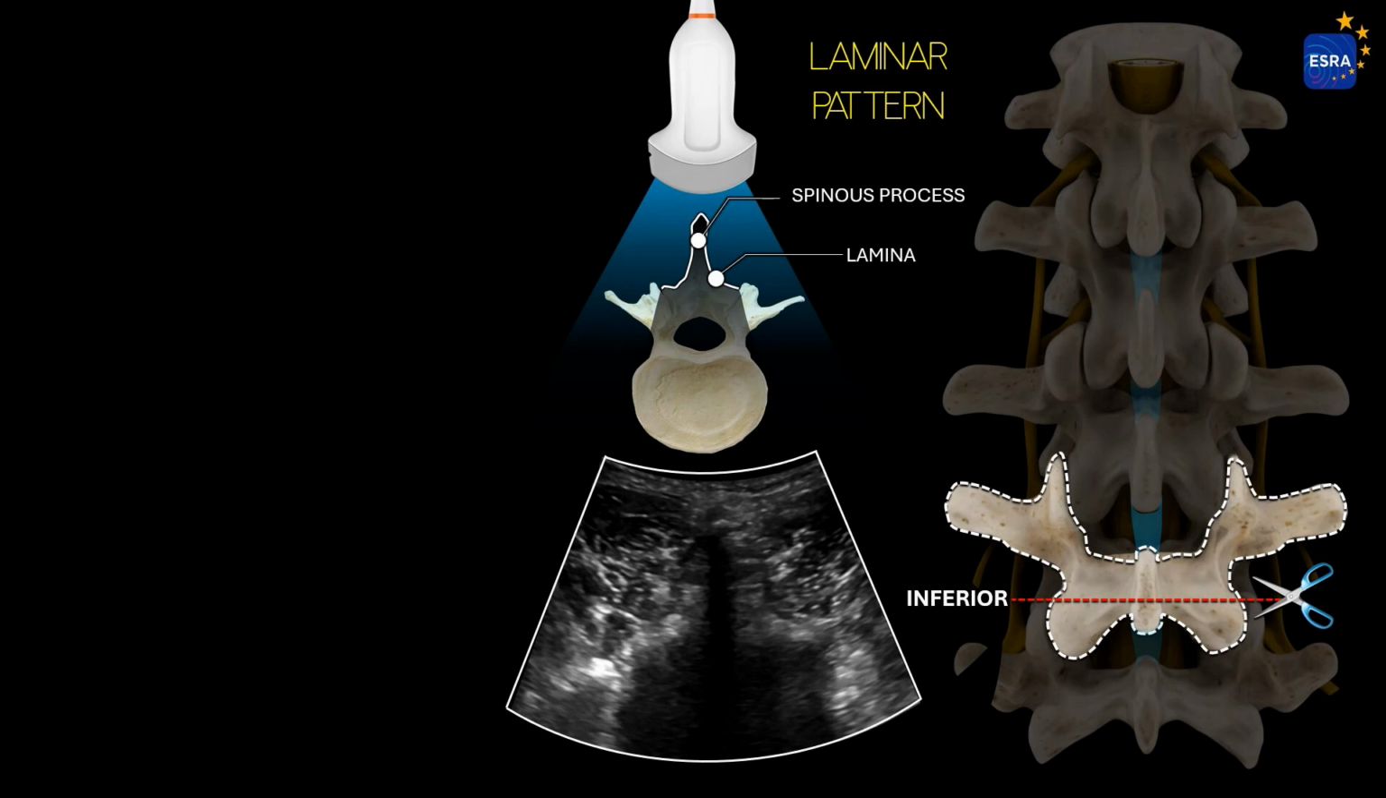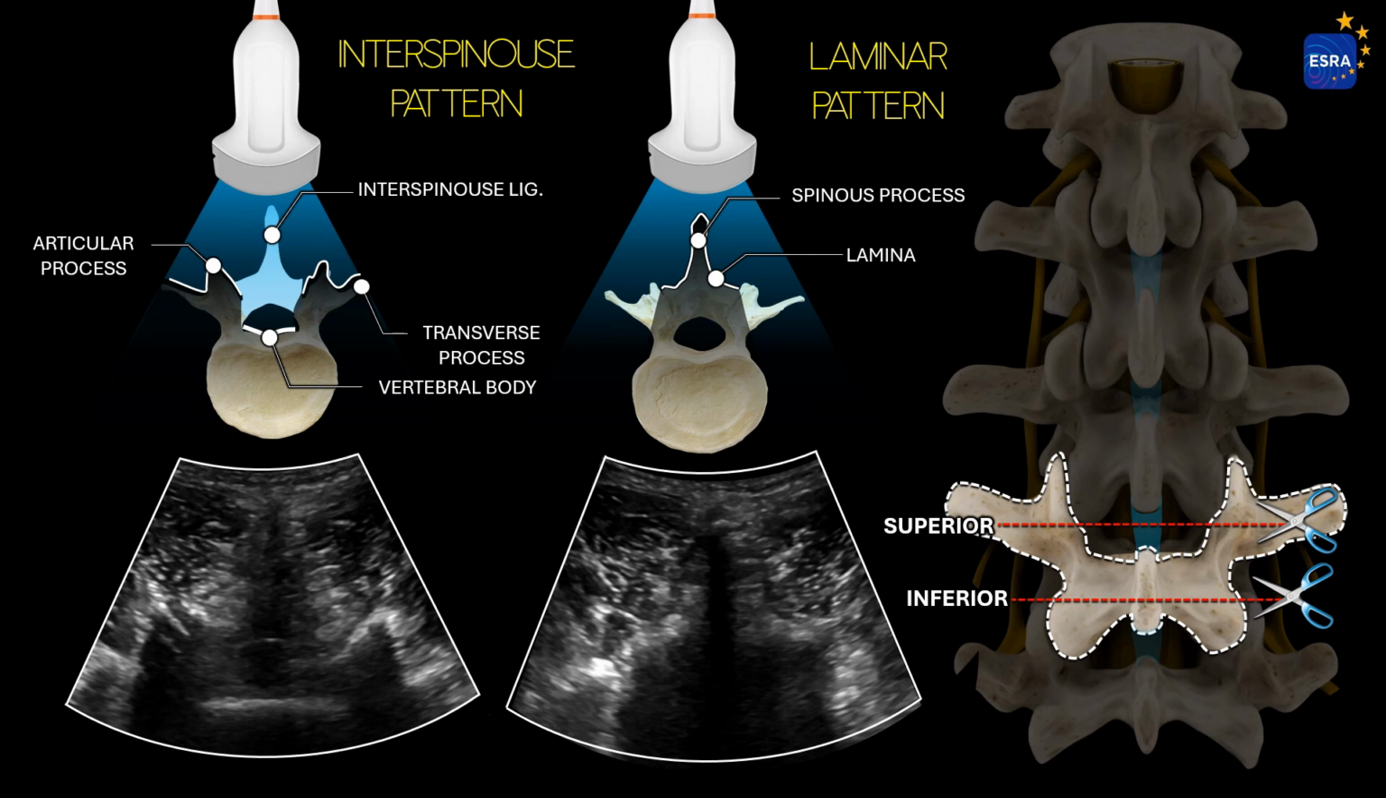This point corresponds to the lower part of the lumbar vertebra and will be defined as the laminar pattern. If the transducer is placed between two spinous processes, we will observe that the ultrasound waves can pass through a structure with lower echogenicity than the surrounding muscle. This structure corresponds to the supraspinous and interspinous ligaments.